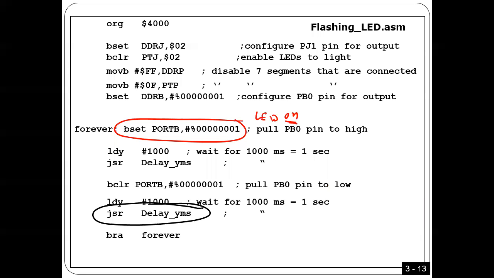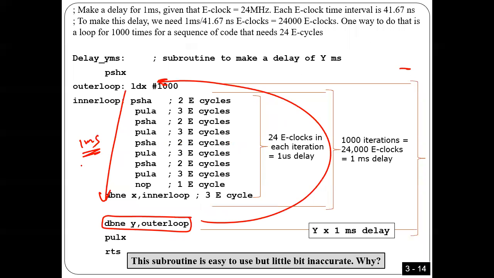For example, I ignored this one, right? I didn't count this one just to make it simple. Also, I ignored this jump. It's going to take some time. If you go to the subroutine, I ignored this push in the beginning, I ignored this pull at the end, and I also ignored RTS. So actually, if you ask for 1 second, you are not going to get 1 second.